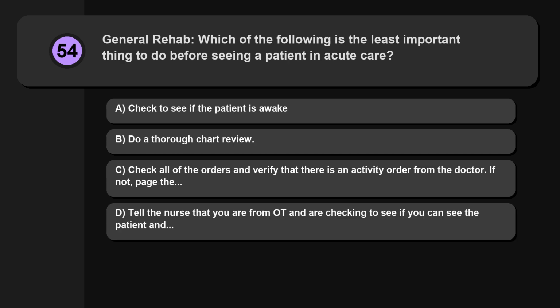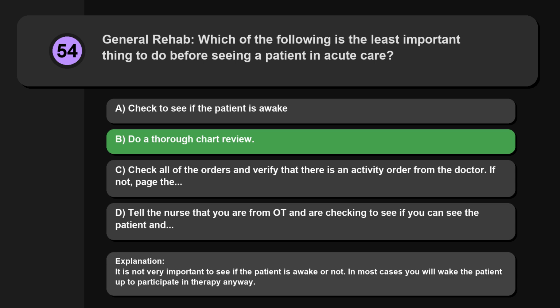Question 54. General rehab. Which of the following is the least important thing to do before seeing a patient in acute care? Option A, check to see if the patient is awake. Option B, do a thorough chart review. Option C, check all of the orders and verify that there is an activity order from the doctor. If not, page the doctor. Option D, tell the nurse that you are from OT and are checking to see if you can see the patient. The correct answer is option A.